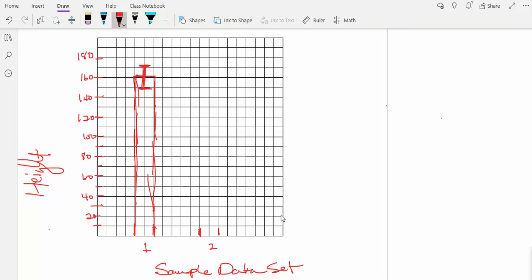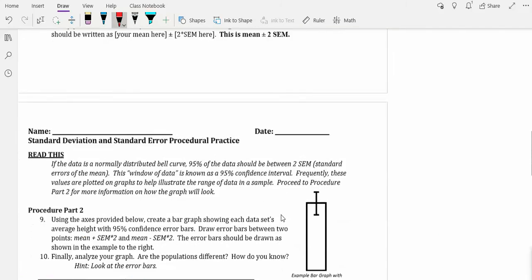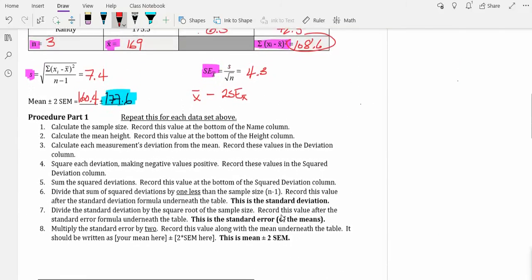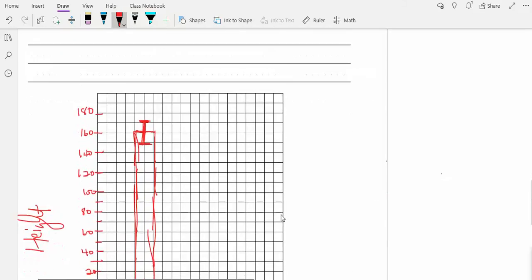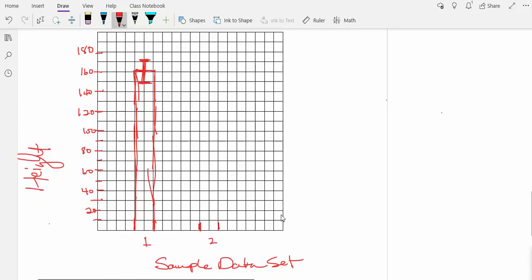Now we're going to draw the second set of error bars and data and so on. So our mean for the second set is 169. That means that we are going to... Yes, question?